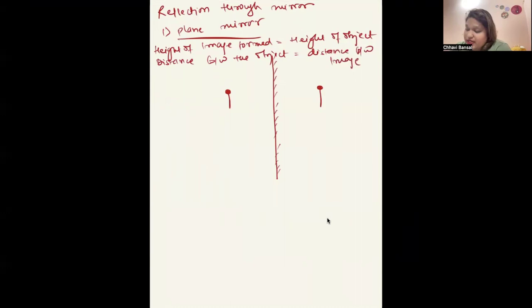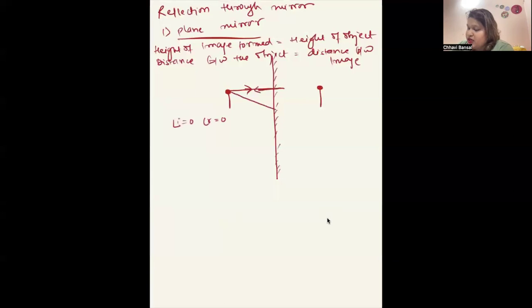Before I write all this, let's see. So what I do, I have passed one light ray from the top of the object to the straight mirror. Now, if any light falls at 90 degrees, here this is the normal, right? And this is the angle of incidence. So the angle of incidence is 0 because the normal is the same as the incident ray, right? So the angle of reflection will also be 0. So the light will retrace its path.